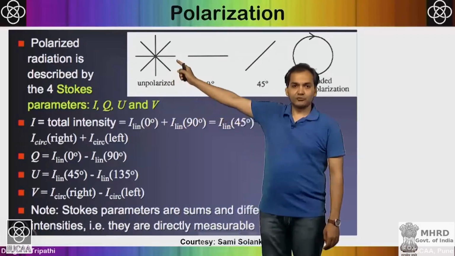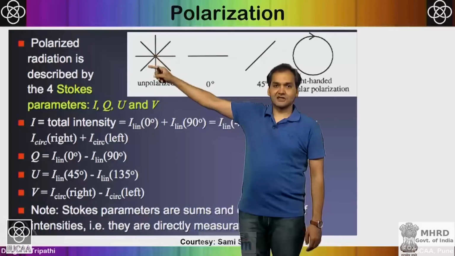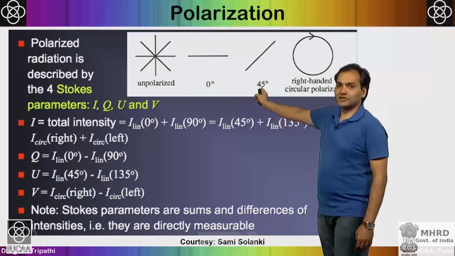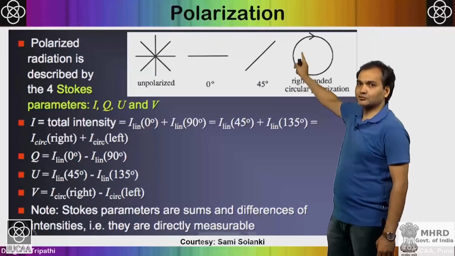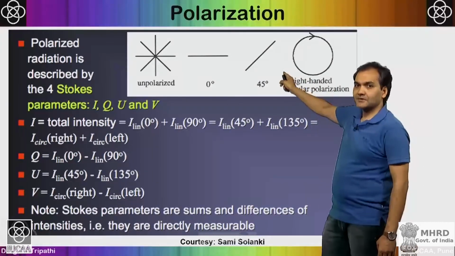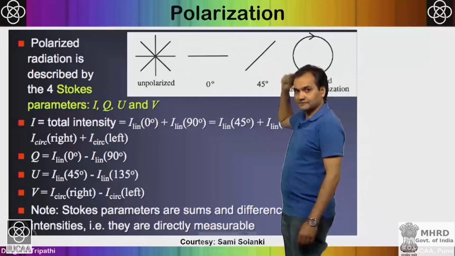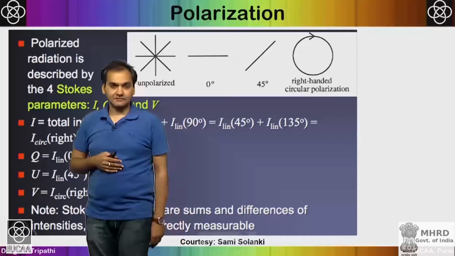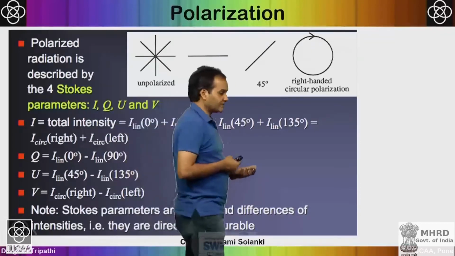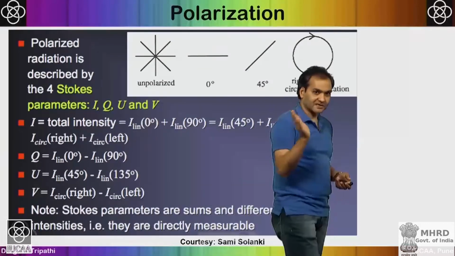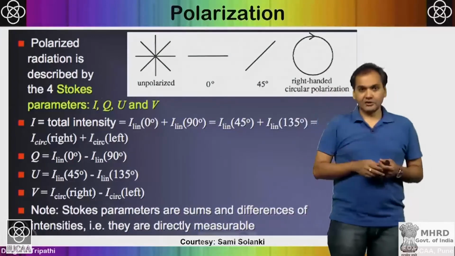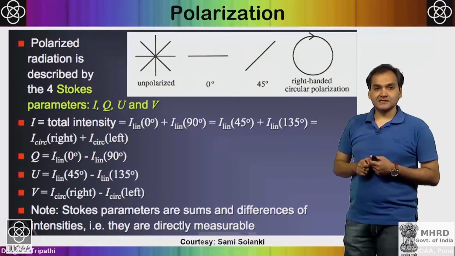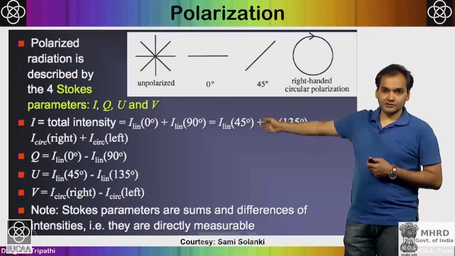So, if you have unpolarized light, you have a signature like this; linear polarized at 0 degree or 45 degree polarization, or if you have right-handed circularly polarized light, the arrow is like that, left-handed the arrow will be like that. But all you measure is only the intensity, right? So, total intensity. But if you measure the total intensity by using different polarizers, what you will be able to do is to essentially work out all the 4 Stokes parameters.